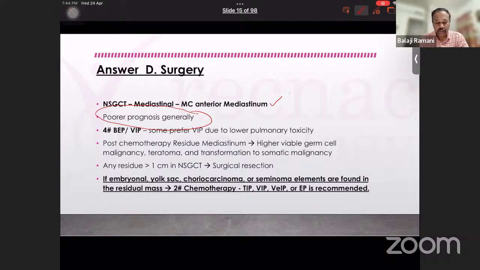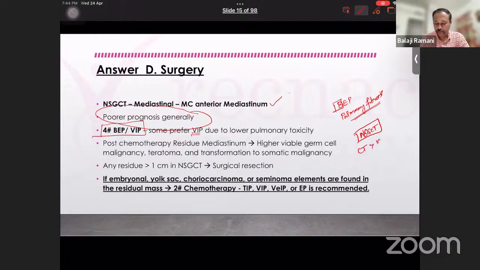So the treatment will be essentially with 4 cycles of BEP or VIP. Some people prefer to use VIP because eventually these patients will need surgery, in view of the lesser pulmonary toxicity. Remember, when we talk about BEP, the B or the bleomycin component can cause pulmonary fibrosis. Because of this reason, some people will prefer to go for VIP, which is usually the salvage chemotherapy regimen, which will be used.